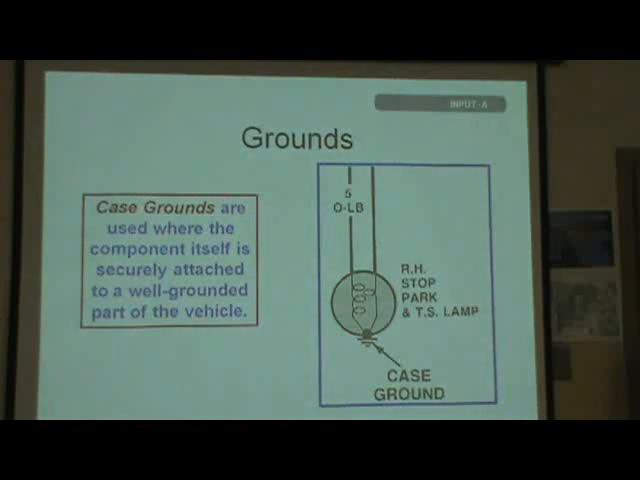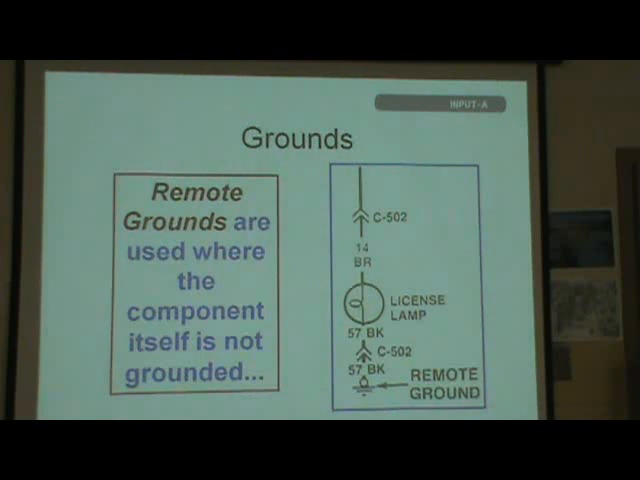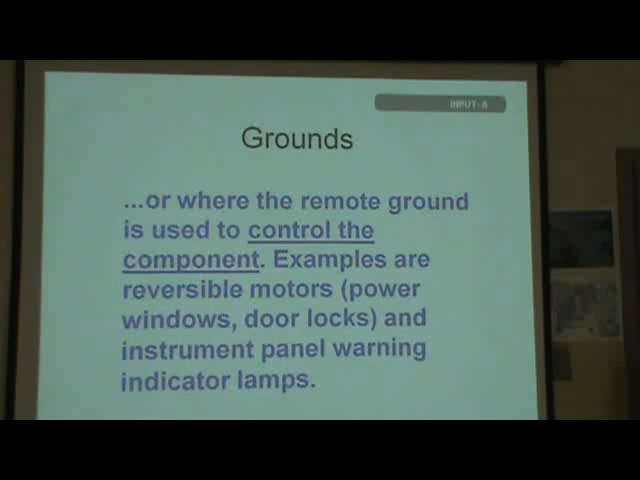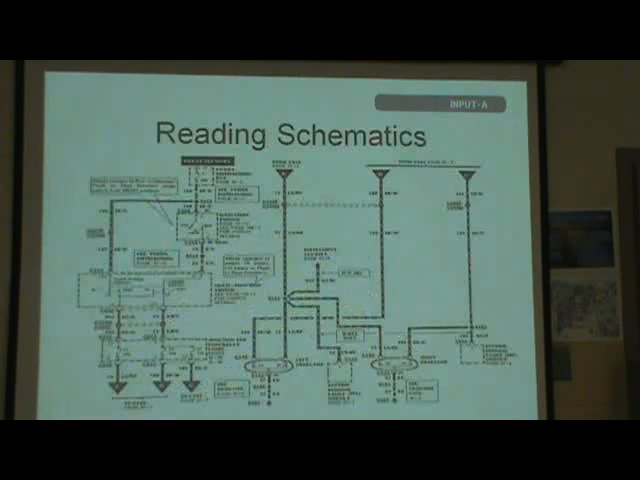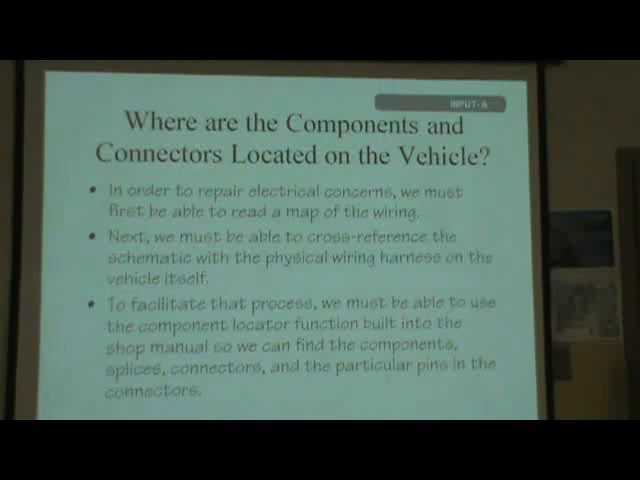Case grounds are used for the components attached to the well-grounded part of the vehicle. Some relays are made like that. They got a metal ear on them, a hooked thing. Remote grounds are used where the component's not grounded. So you're going to have a light, a wire leaving the license lamp light and going over here to ground somewhere. You can control a component with a remote ground, like reversible motors and power door locks, like we did earlier. Okay, let's read the schematics here.